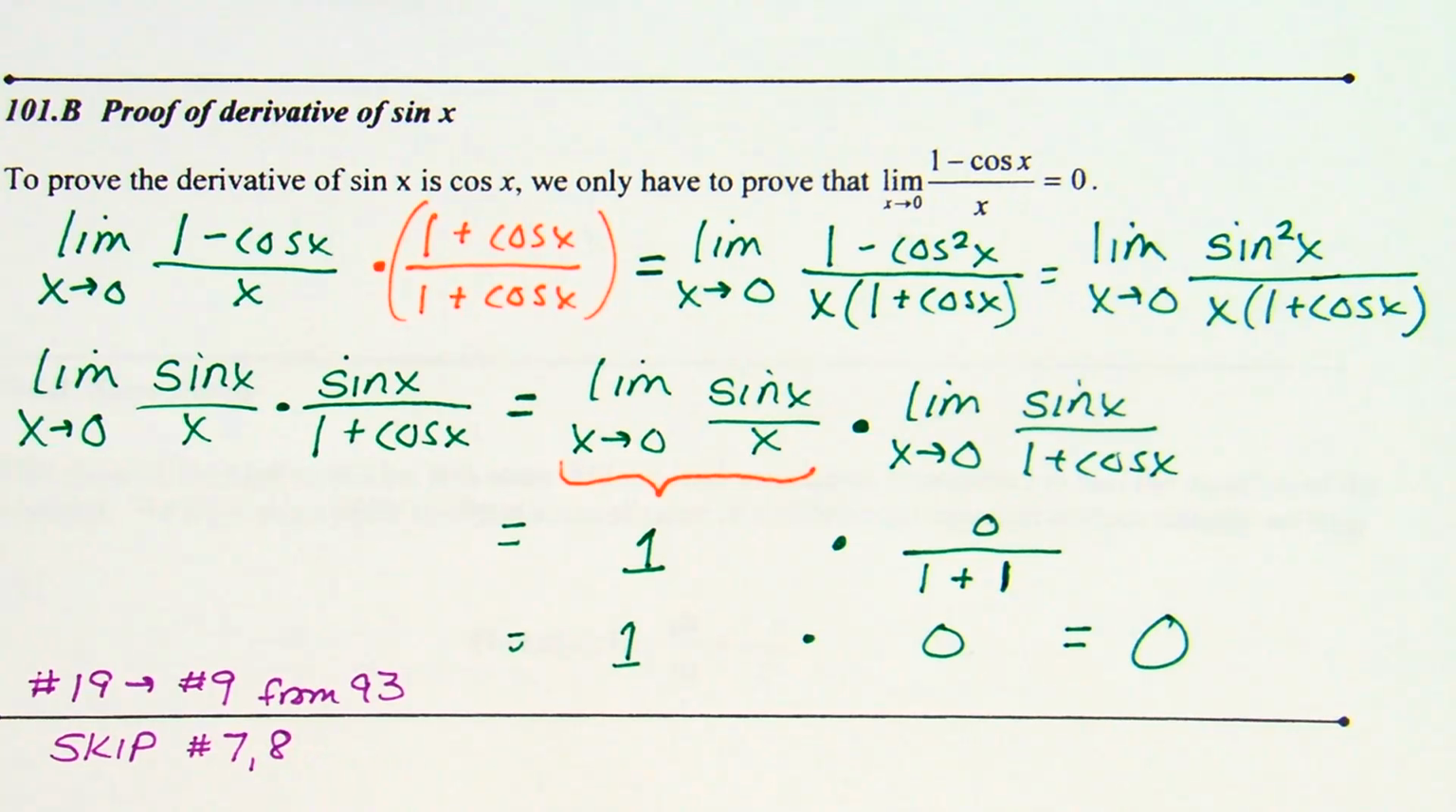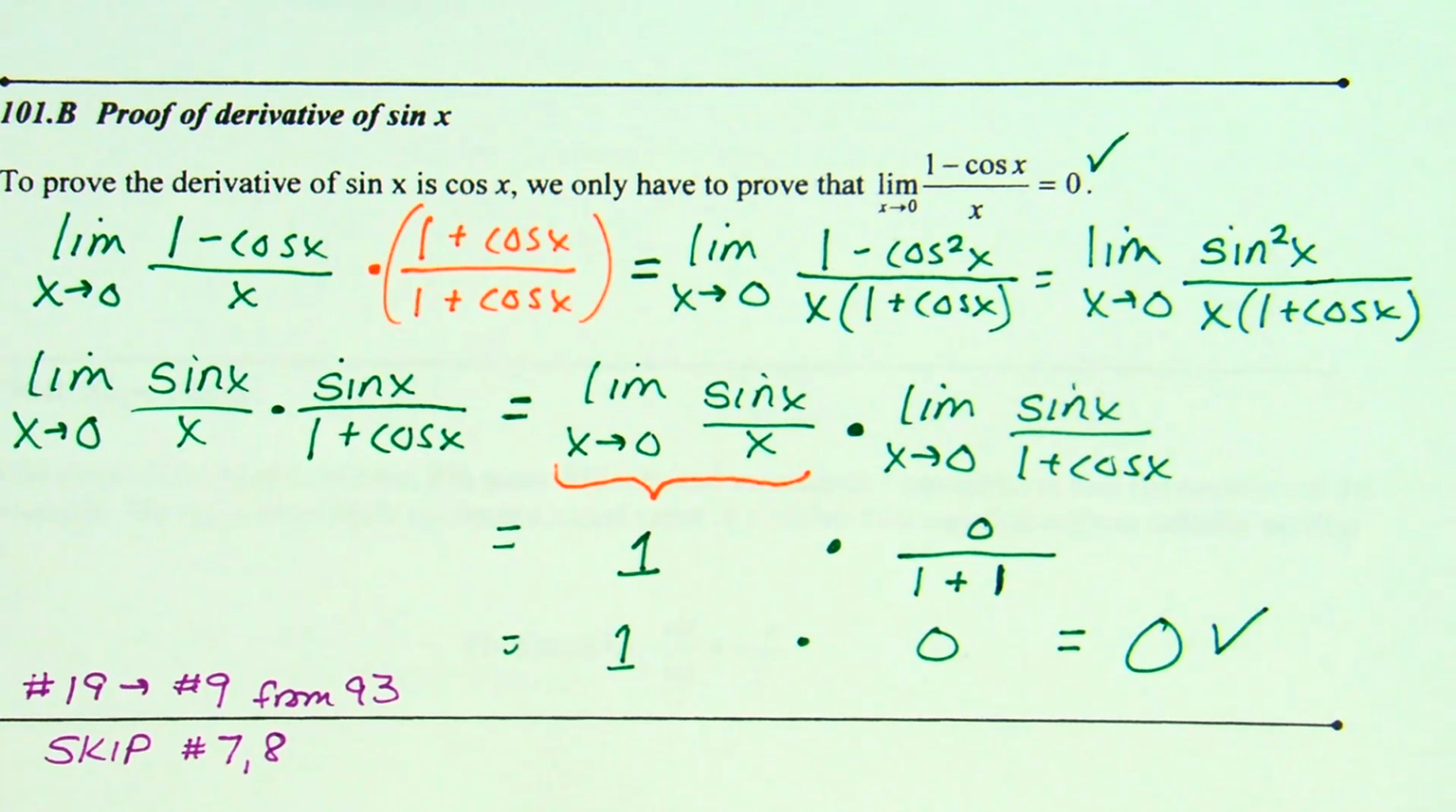Okay, 1 times 0 is 0. What was our goal to prove? That it equals 0. Okay? And we did just that.